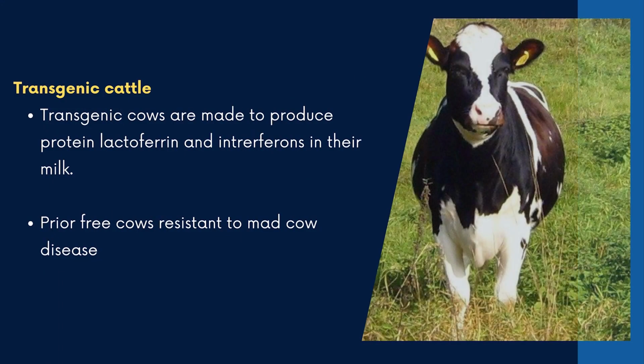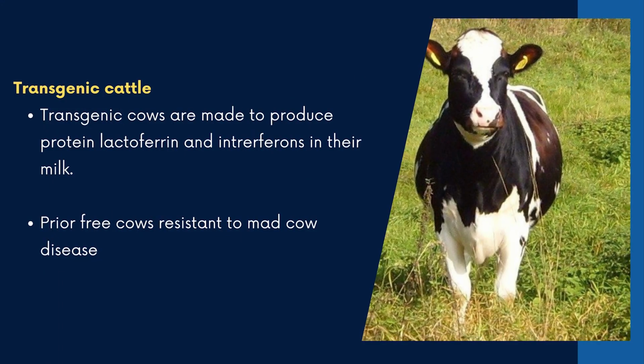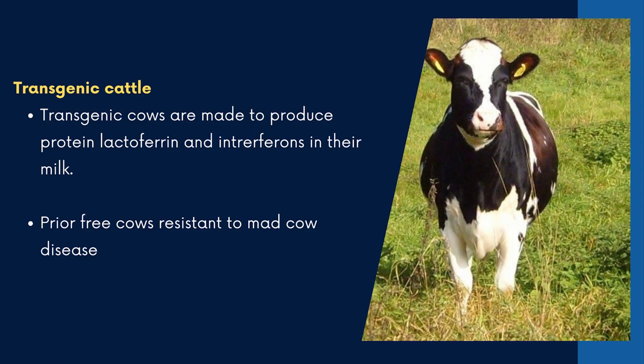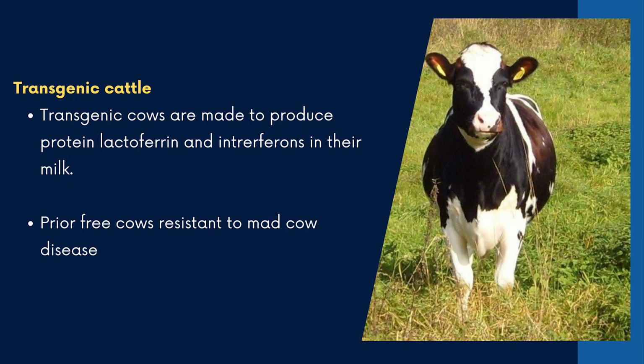Transgenic cattle: transgenic cows are made to produce the protein lactoferrin and then interferon in their milk. Prion-free cows are resistant to mad cow disease. Transgenic sheep are produced for good quality wool.